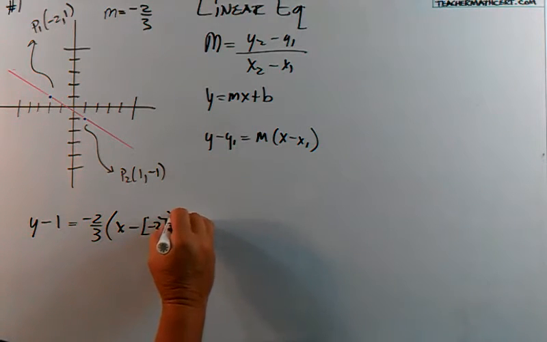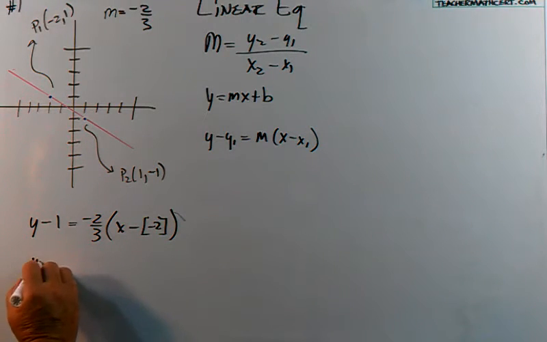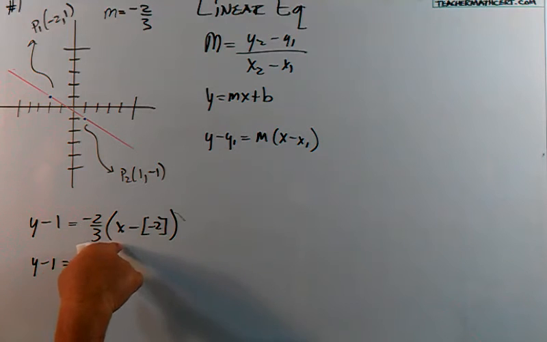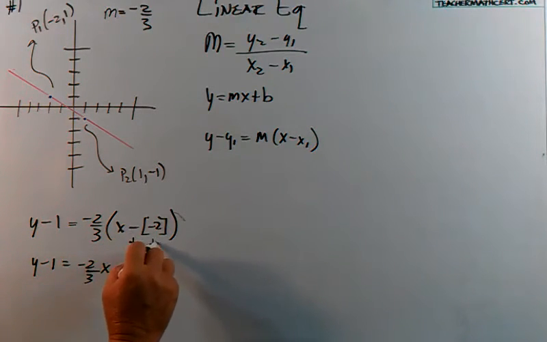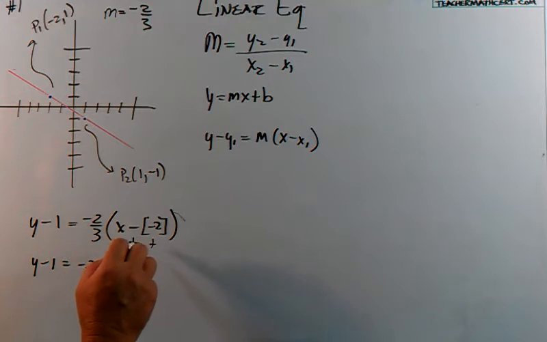Okay? Now, do it this way. Let's go ahead and clean this guy up a little bit. So we're going to have y minus 1 is equal to negative 2/3 x, multiplying through. Now this is going to go to positive, right? Negative times a negative, so that's going to be a plus. I'm sorry, yes, wait a second here.